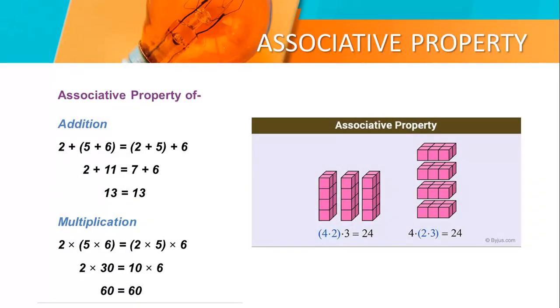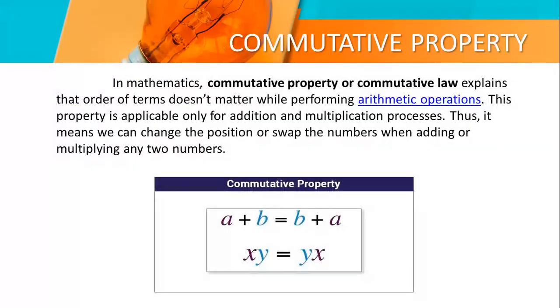Sa multiplication, when we multiply 2 times quantity 5 times 6, that is equals to quantity 2 times 5 times 6 also. Unahin natin yung 5 times 6 nasa loob ng parentheses sa left side. So that is 30 times 2, ang lalabas ay 60. Sa right side naman, unahin natin yung nasa parentheses na 2 times 5, that is 10, times yung nasa labas na 6, and lalabas din siya na 60. So that is associative property.